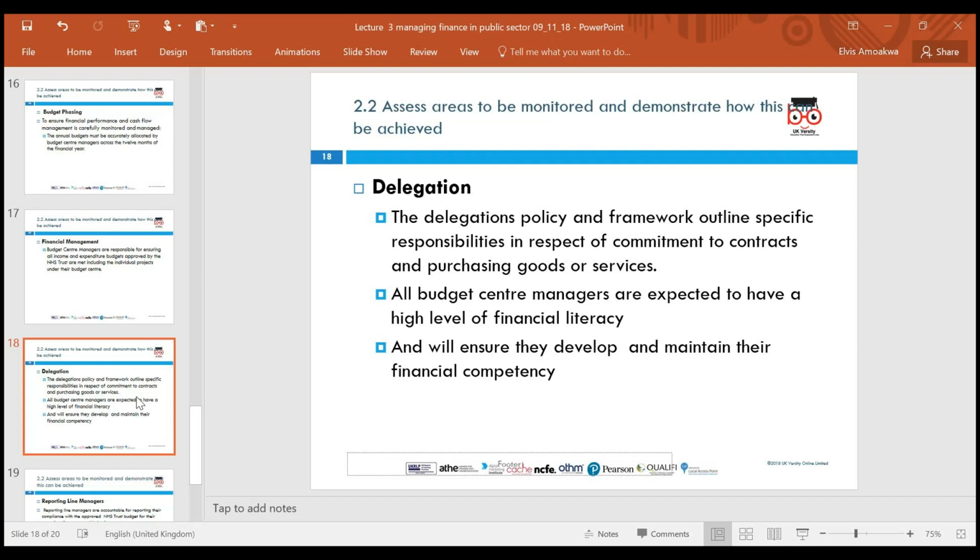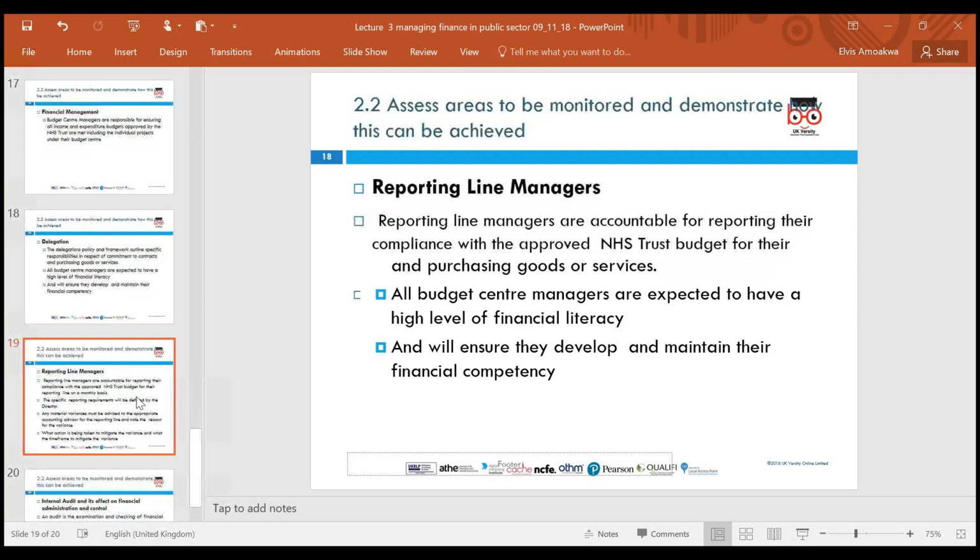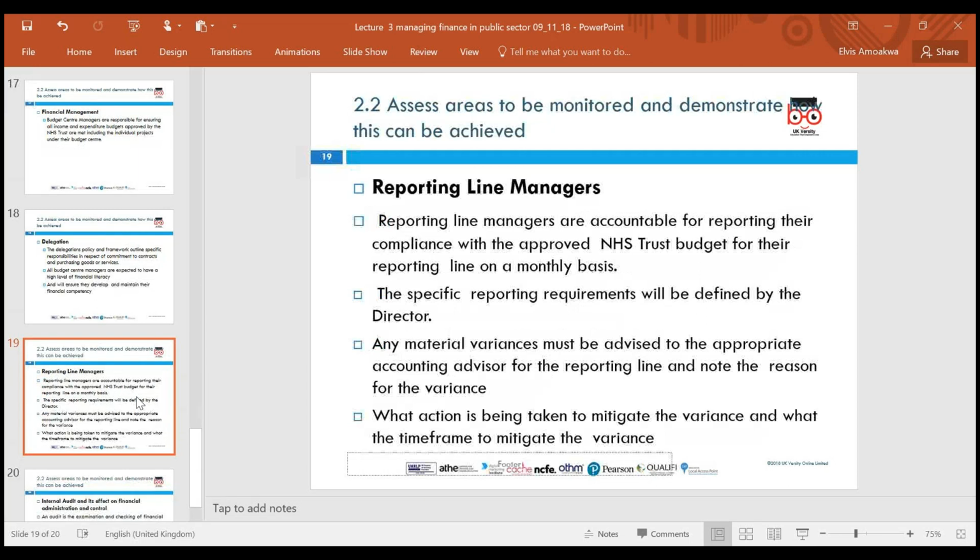Such a policy framework, if properly followed, will help us to monitor and control all that we do. So, in that respect, all budget center managers are expected to have a high level of financial literacy. This will ensure they develop and maintain their financial competency, because how will we be able to monitor and control our finances if we are not financially literate? So that is delegation. Let's look at reporting line managers.